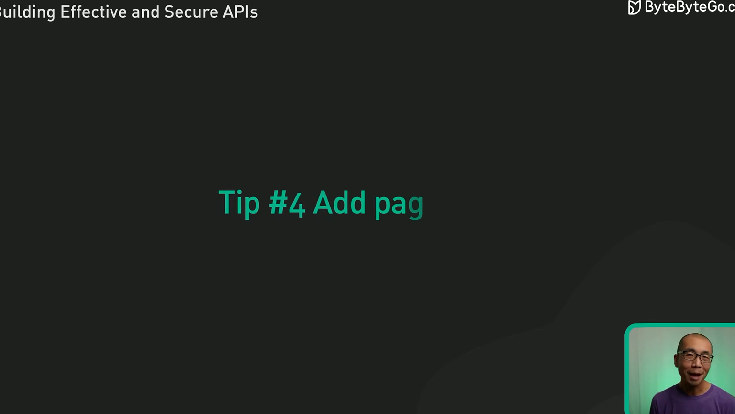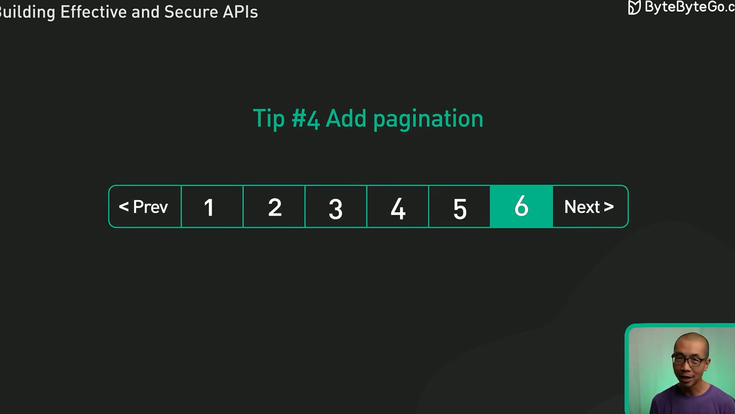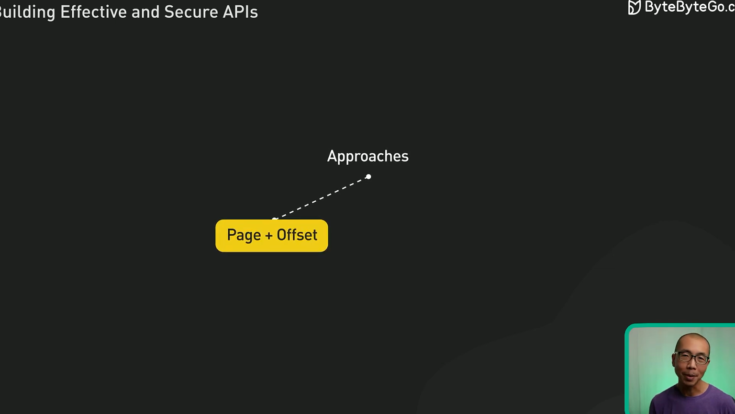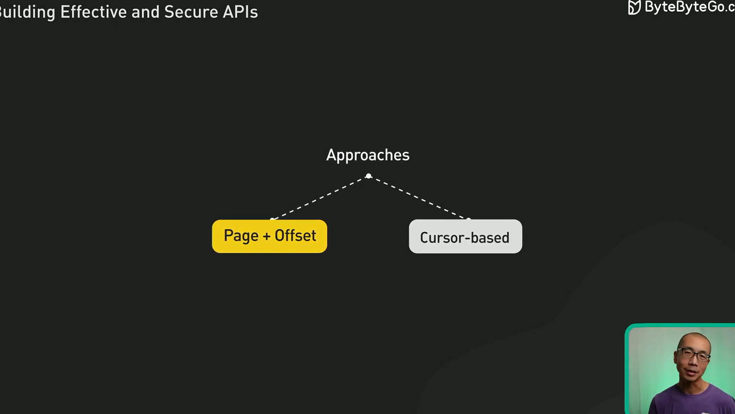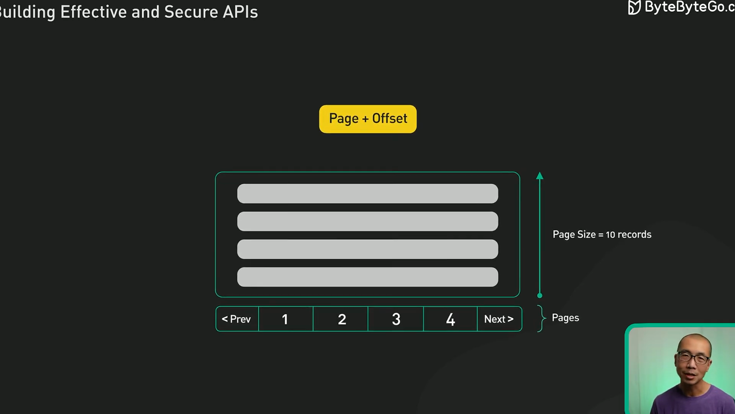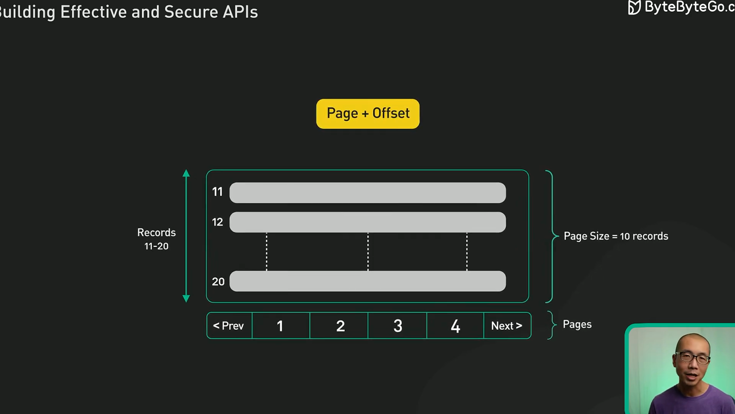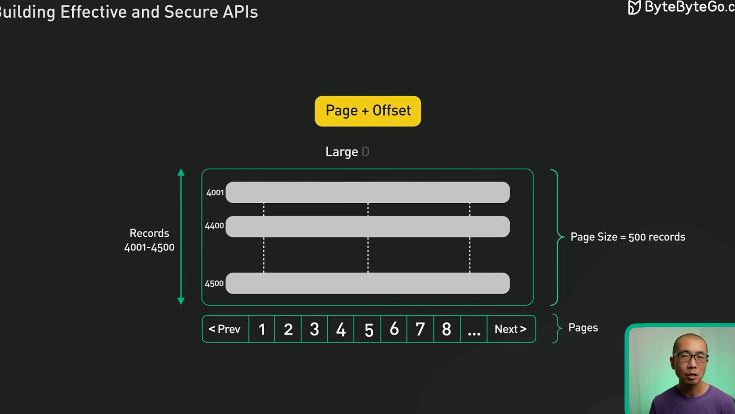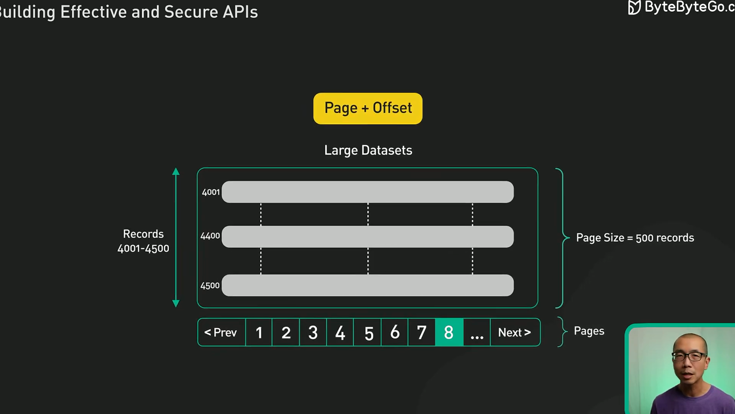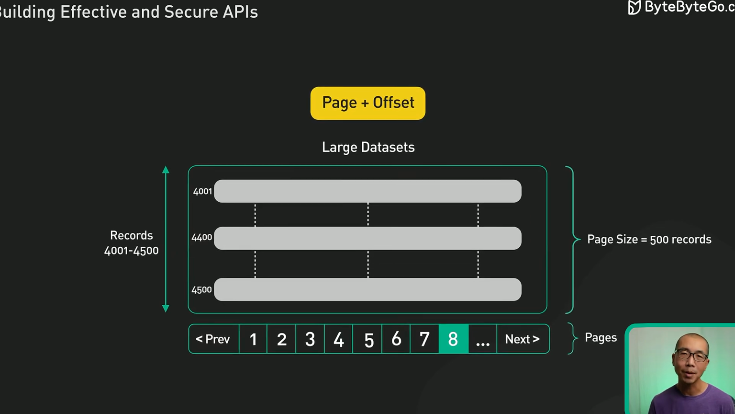Tip number 4 is to add pagination. This controls the amount of data returned by APIs. The common pagination approaches are page plus offset or cursor-based. Page offset pagination uses page numbers and page size limits. For example, page 2 would be records 11 to 20 for a size of 10. This is simple but can be slow for huge datasets because the database has to count all rows from the beginning until it reaches the requested page.